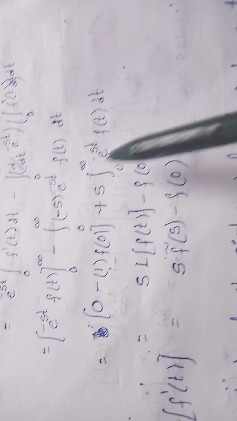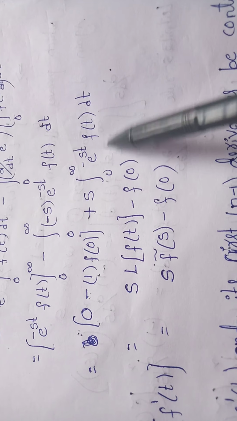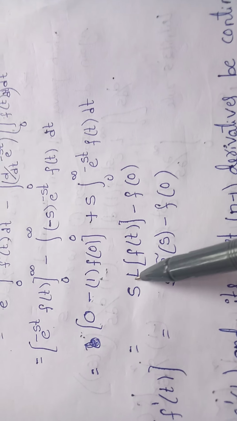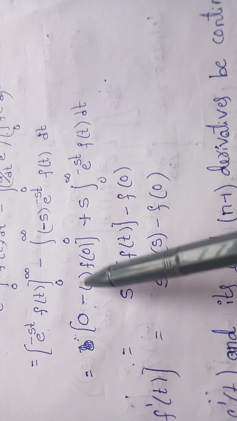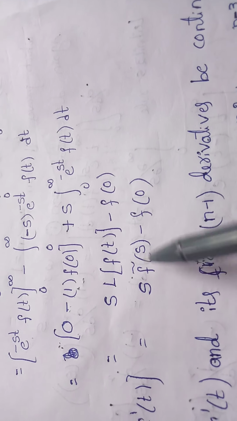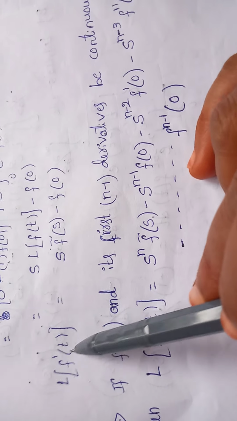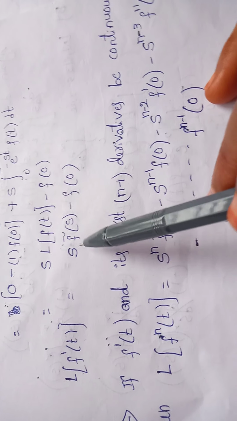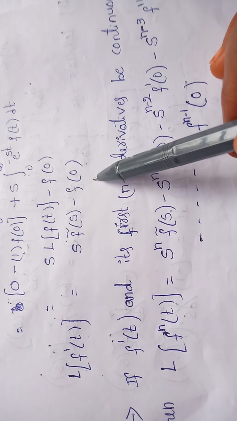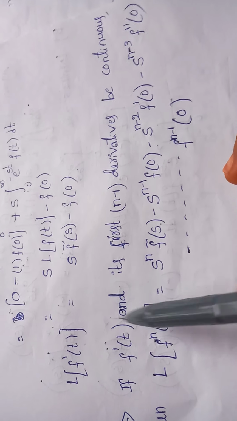So that is the integral 0 to infinity e power minus st f of t dt. This is the Laplace transform definition. You can write L of f of t, minus f of 0. L of f of t means f bar s, minus f of 0. Therefore, the Laplace transformation of the first derivative f dash t is equal to s into f bar s minus f of 0. Right? Similarly, you can apply it for n terms.